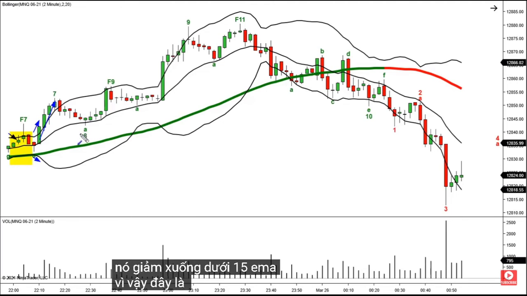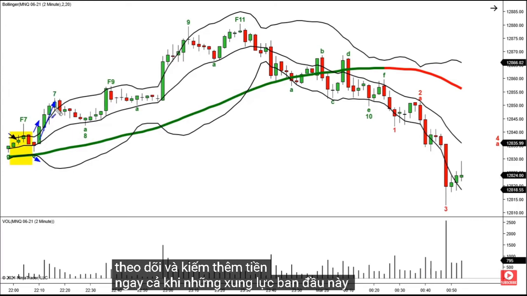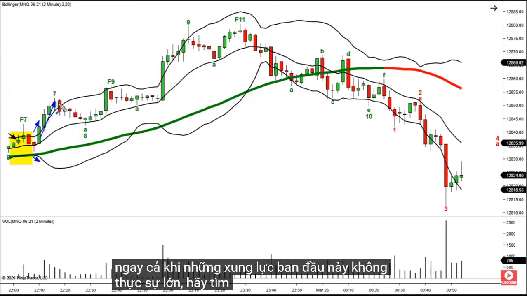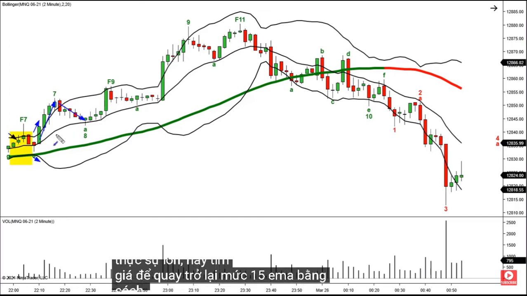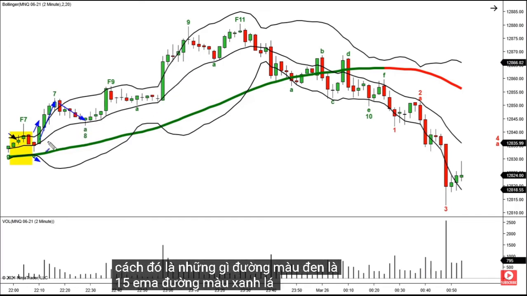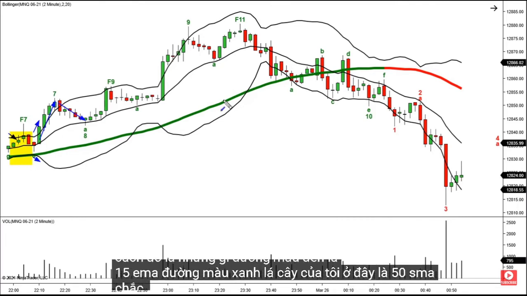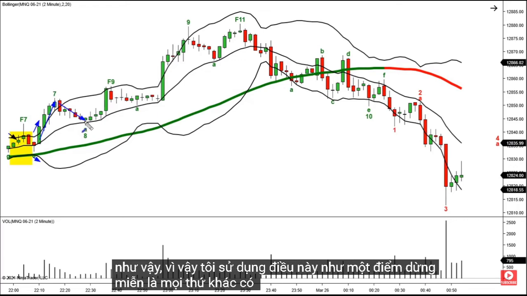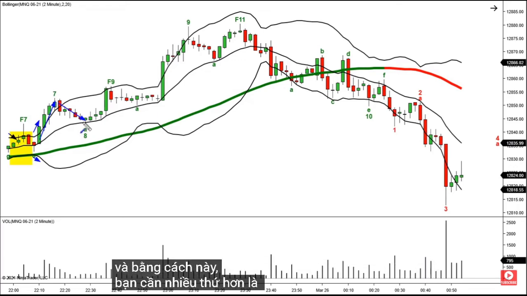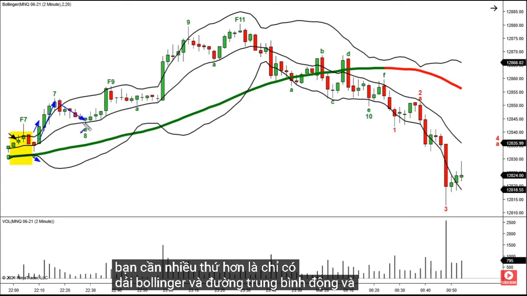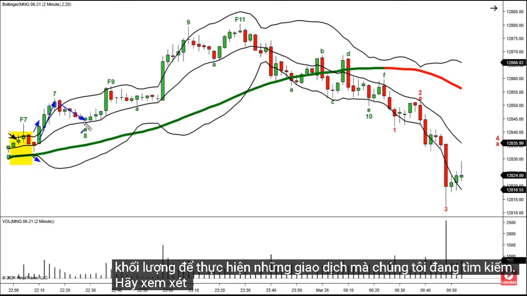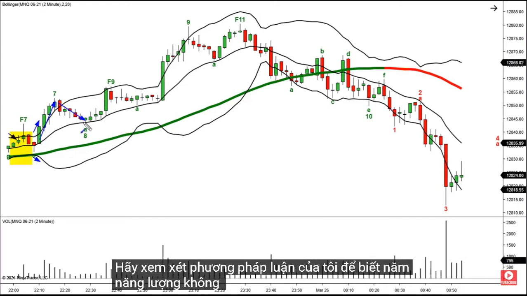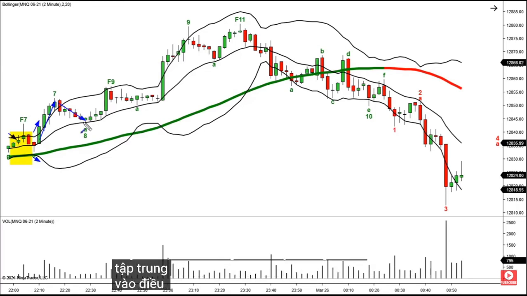So here's how to salvage or follow through and make some more money, even if these initial impulses aren't real big. Look for the price to come back to that 15 EMA. By the way, that's what the black line is, the 15 EMA. My green line here is the 50 SMA. I definitely will not let it come back to that. So I use this as a trailing stop. As long as everything else is looking good, and by the way, you do need more than just Bollinger Bands and moving averages and volume to do these trades. I look in my methodology for 5 uncorrelated energies of money flow. So here's a couple, but today we're just focusing on this.